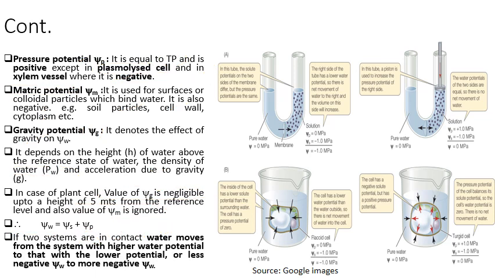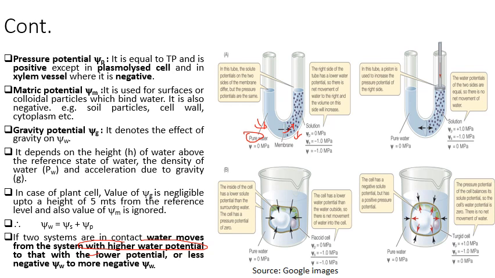The conclusion is, if two systems are in contact, water moves from the system with higher water potential to the one with lower water potential. Simply, where the water potential is higher, suppose this is pure water, the water will move from here to the side where the water potential is lower. This movement is known as osmosis, through a semi-permeable membrane.